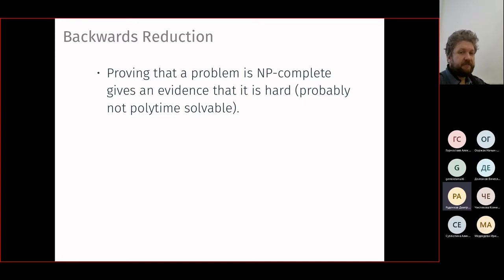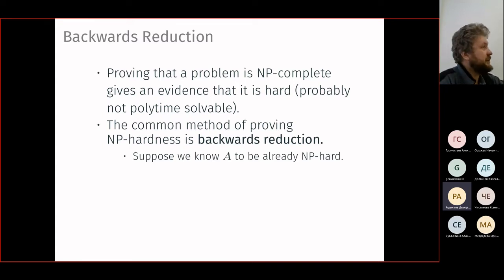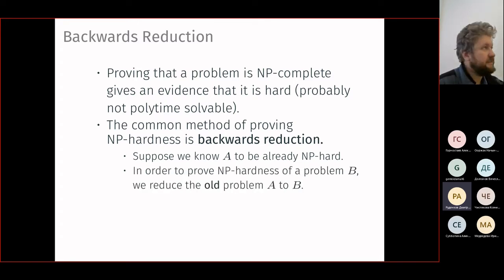Proving that a problem is NP complete gives evidence that it is hard, and probably not polytime solvable. The common method of proving NP hardness is backwards reduction. So suppose we already know an NP hard problem, and then we want to show that another problem B is NP hard. Then we need to reduce the old problem to the new one. This is a very important point, I want to emphasize it. If you want to show that something is easy, you can do a reduction in the forward direction. You know that B is easy, and you know how to reduce A to B, then A is also easy, right? Because you have an algorithm which works via this reduction.